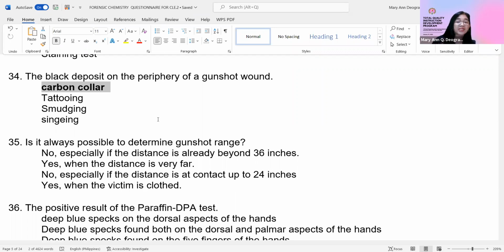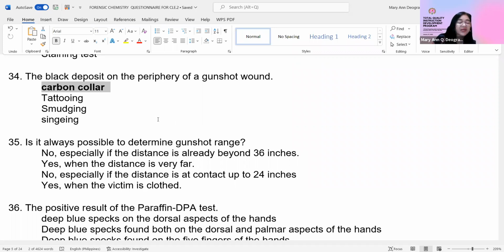Ito, yung black deposit, nandun mismo sa pinaka-opening, yung pinaka-open wound. Yun yung carbon color, na especially prominent when the gunpowder used is the black powder. Pero laging may carbon color yan, no? Regardless sa gunshot range. Kasi nasusunog yung gunpowder eh. So once na nasunog yan, definitely magbo-black yan. Yun yung carbon color na nandoon sa gunshot wound mismo.